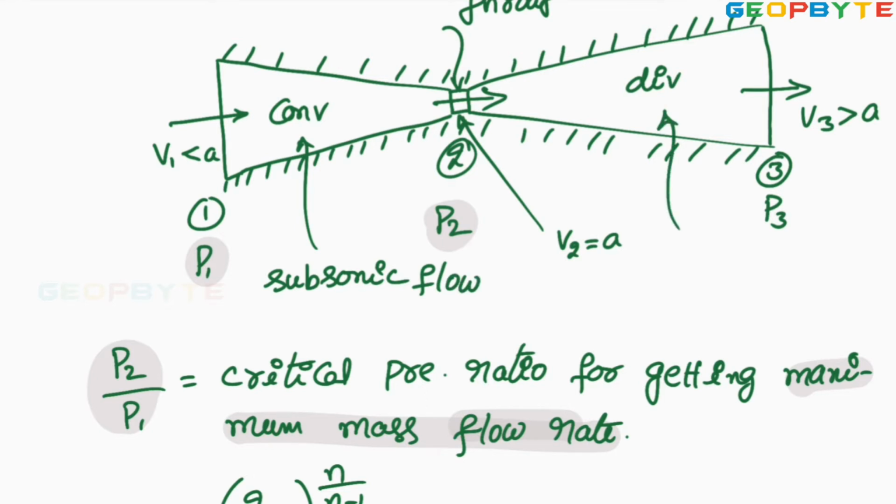And supersonic flow in the diverging section. Exactly at the throat section, the flow velocity is equal to the sound velocity. Here A is the sound velocity. It means by the time the pressure of the steam is dropping from P1 to P2, that is the critical pressure, the flow velocity is becoming sound velocity. With that condition, you can expect the maximum mass flow rate.